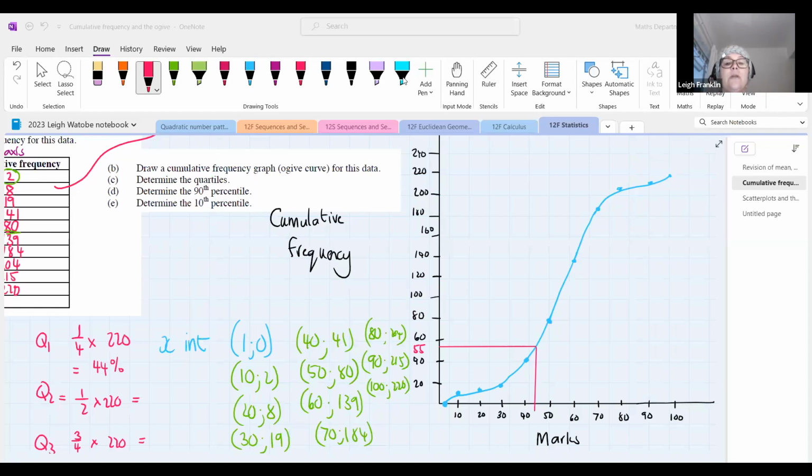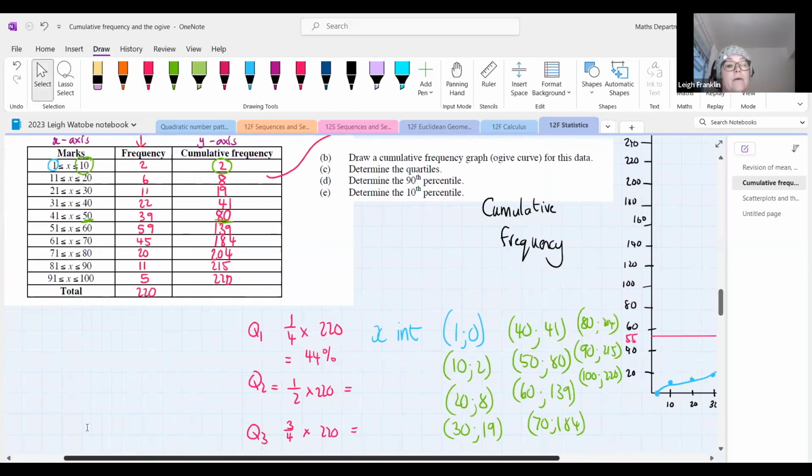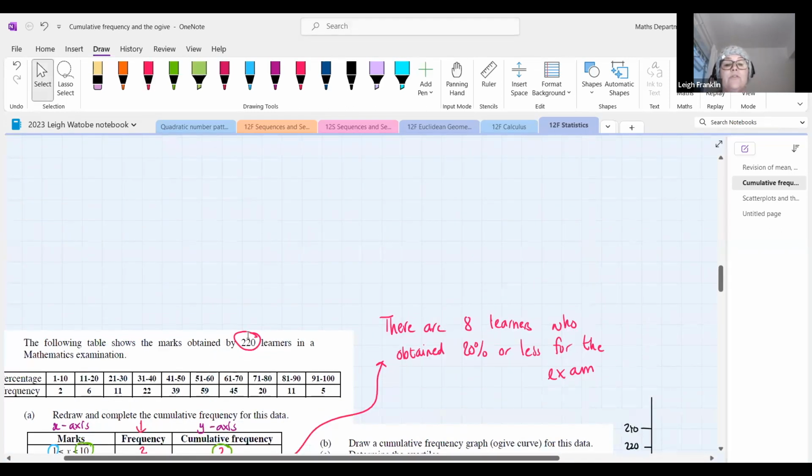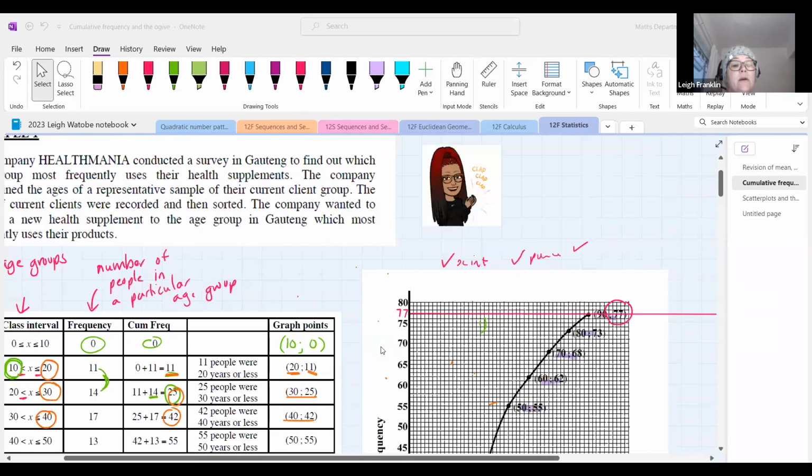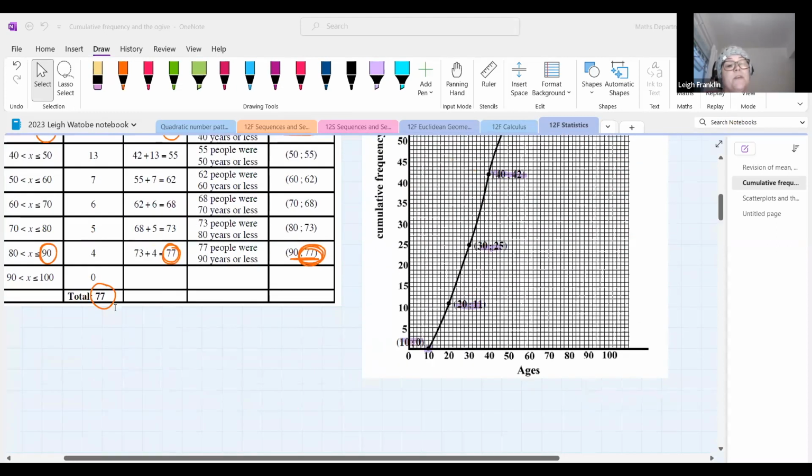Because that's the total in this case. Going back here, there were 220 learners in the study. So it would have to be 1/4 of 220, or a quarter of whatever the total was. So up here, it wouldn't be 220. It would be a quarter of 77, or half of 77 for the median, or 3/4 of 77 for the upper quartile.